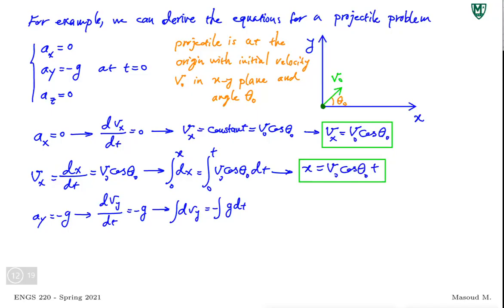Now, Vy changes from whatever the initial Vy is, so I'll put Vy naught to Vy, wherever the velocity is at some given moment. Time changes from 0 to t. I'll just go with 0. You might have some t naught there, but just for simplicity, I'm assuming that we are at t equals 0.